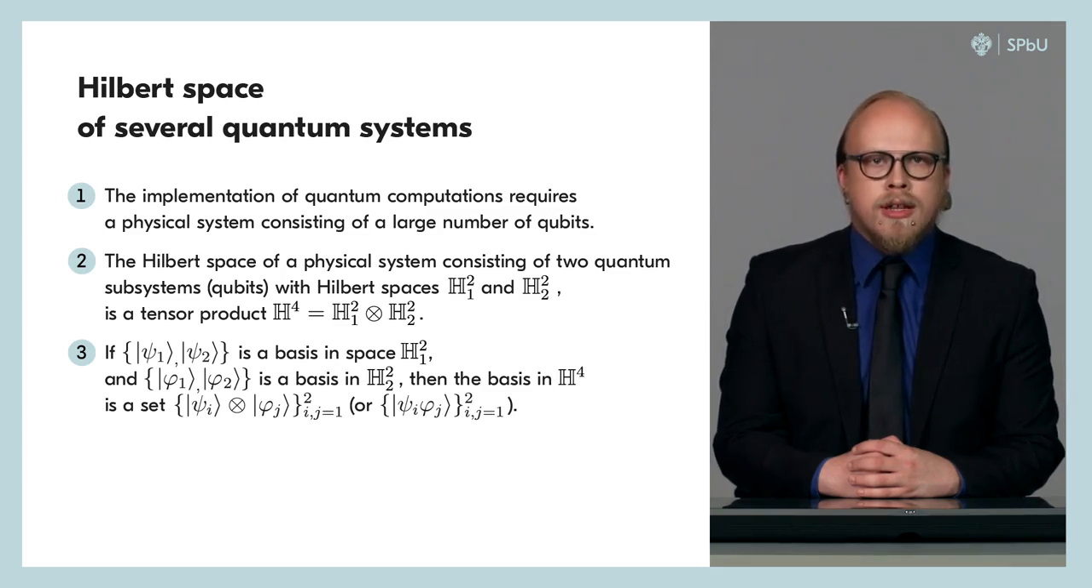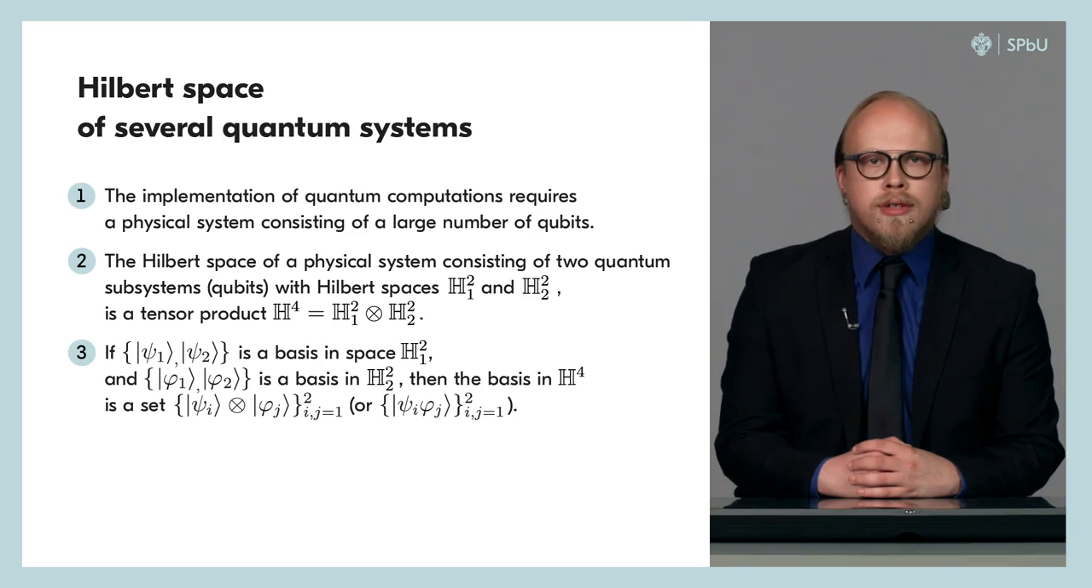In practice, it is often necessary to deal with several interacting quantum systems, or with a quantum system consisting of several subsystems. In particular, the implementation of quantum computing requires a physical system consisting of many qubits. In this case, we must consider the quantum state of such a system, taking into account the quantum state of each of its parts. And today, we'll learn how to do it. We'll first consider the pure states case.